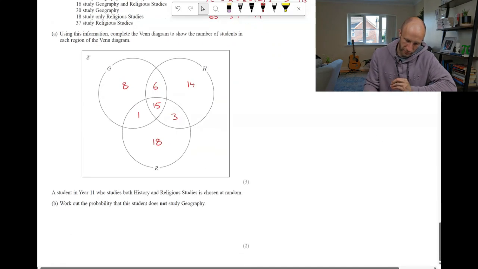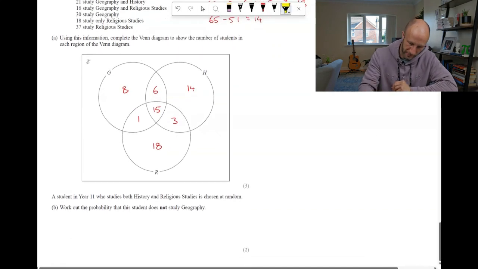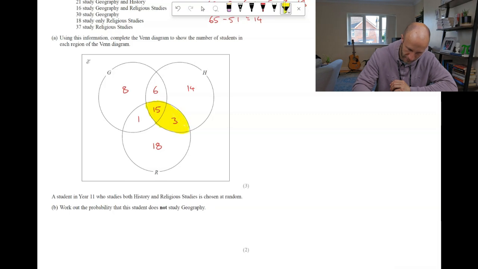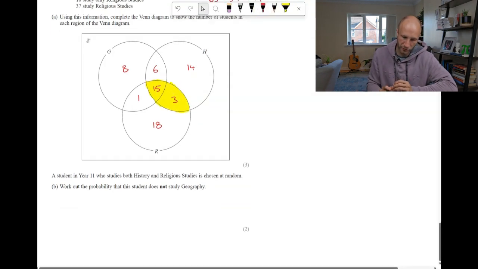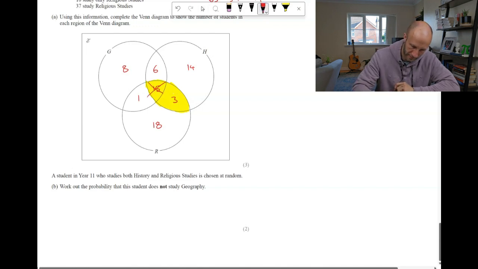And then a student in year 11 who studies both history and RS is chosen at random. So we're told that they study both history and RS. So history and RS is in this part of the diagram. So we're only considering those 18 students that are in this part of the diagram. Work out the probability that the student does not study geography. So that means we don't want this one.